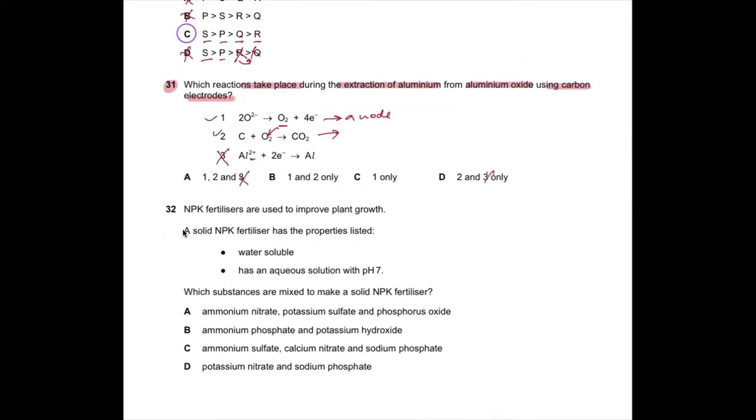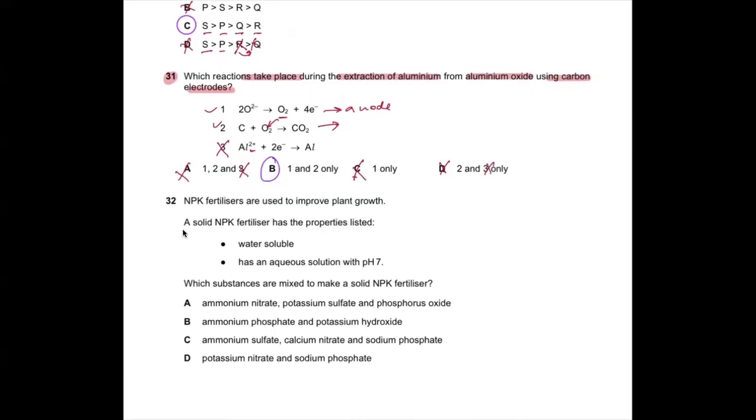And if 3 goes wrong, it means A and D are wrong. And the first two are correct, so it means C is wrong. C is wrong, so B is the correct answer for MCQ number 31.